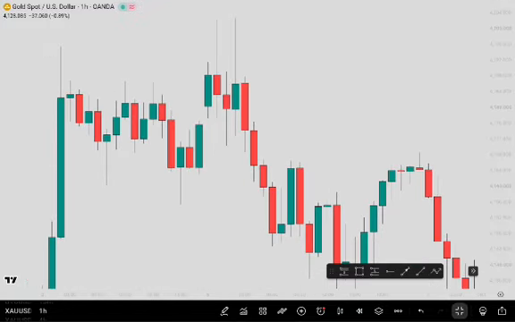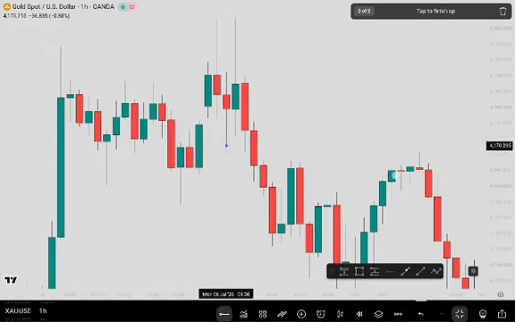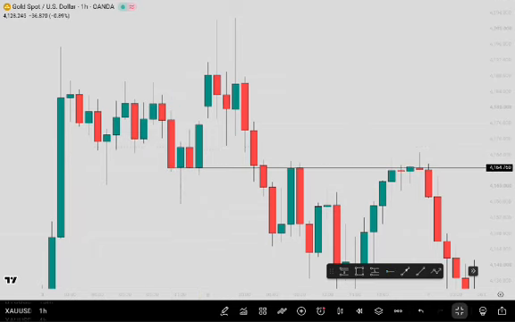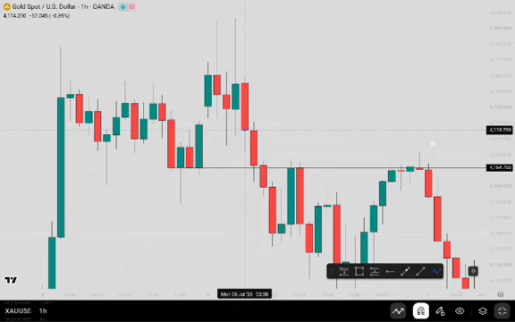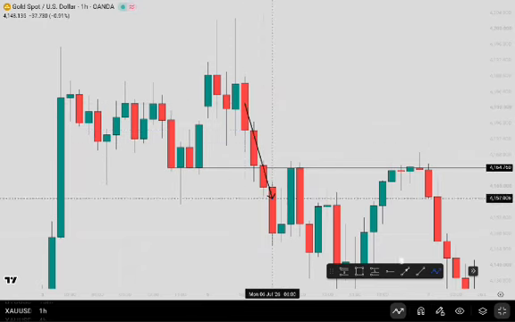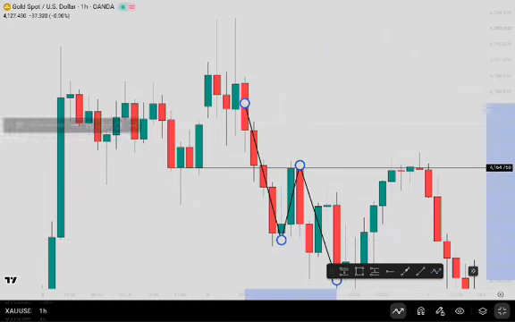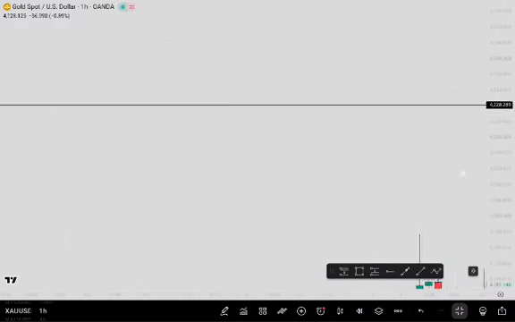Right. So as I said before, this V shape pushed up, and then let's mark that out. Price ended up, right, this is what happened. As you can see, let's go back to that chart image.